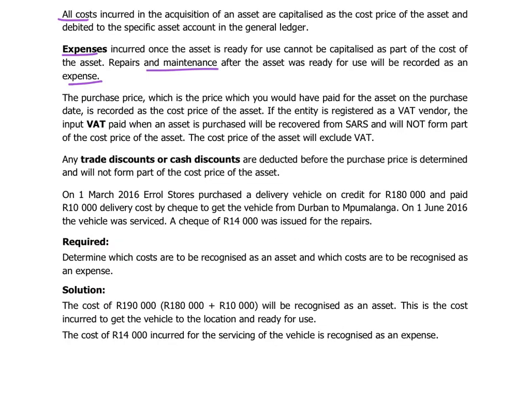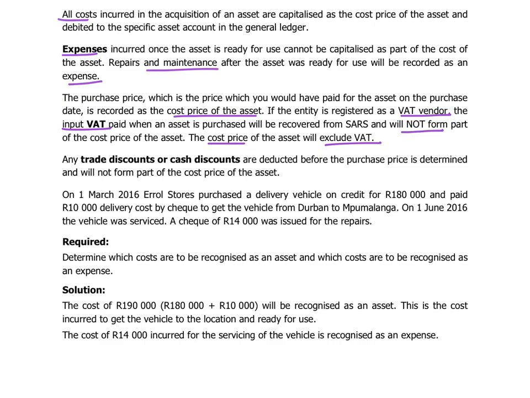The purchase price, which is the price which you would have paid for the asset on the purchase date, is recorded as the cost price of the asset. If the entity is registered as a VAT vendor, the VAT that you paid when you bought this asset will be recovered from SARS, so you can claim it back from SARS, and will not form part of the cost price of the asset because you are getting that money back. The cost price will therefore exclude the VAT that was paid when you bought the asset.